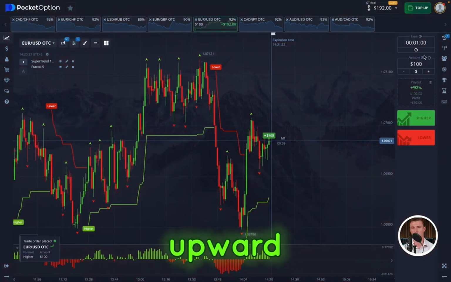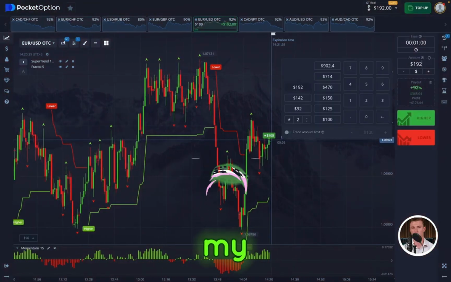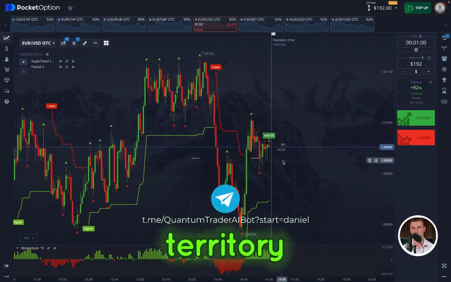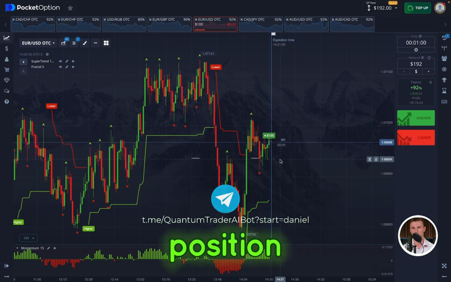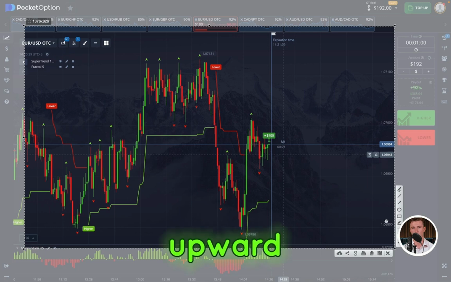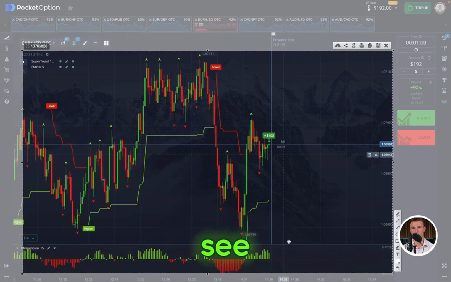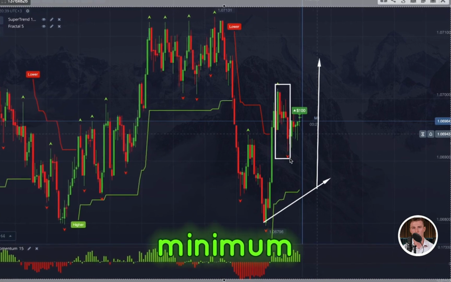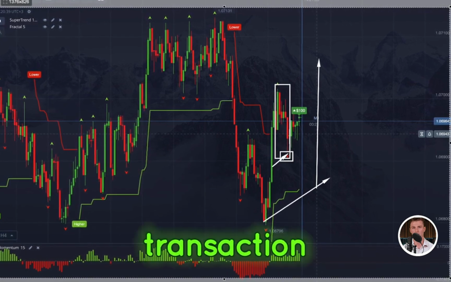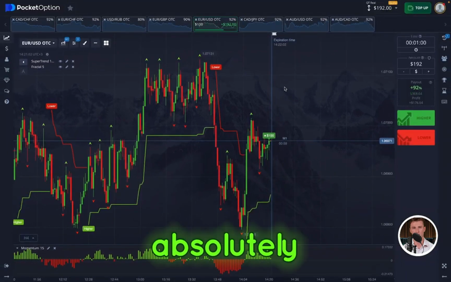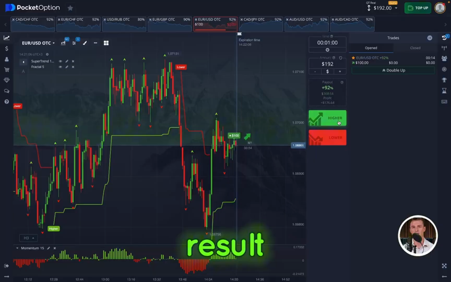Let's try to open an upward position here, but if my movement dynamics go even lower in the next minute and this deal closes in negative territory, I will open an additional position. Here is about the same entry point. My super trend position shows the upward dynamics of the actual trend. We can see a sliding green line. There was a rollback and the formation of a structural minimum occurred. So the opening of the transaction takes place to increase. The whole logic of entry is absolutely the same. Let's look at the result.